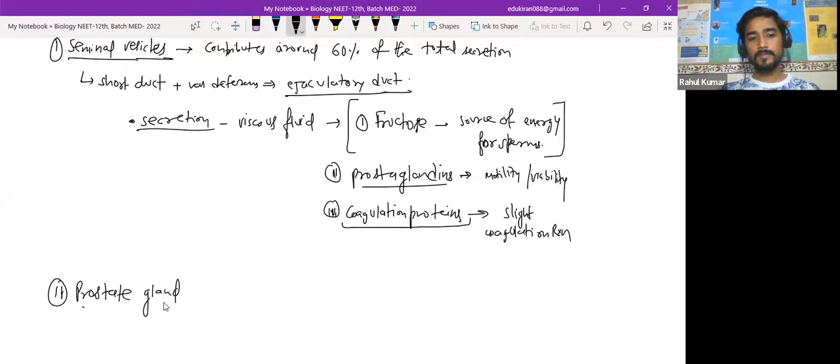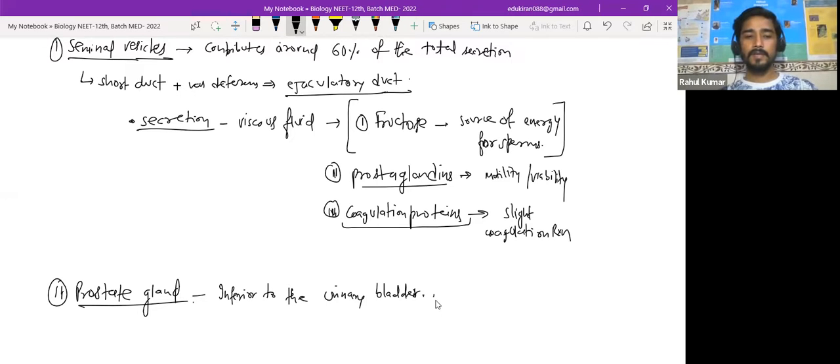Prostate gland. Now write down about prostate. It is located inferior to the urinary bladder, just below the urinary bladder. You can let me know. Sometimes I use technical terms because that has become a habit, but there is an easy term for everything. Even if I write below, it's the same thing. It will not cause any harm. And it is just one single gland. It is not in pair. It is the only gland which is one single gland.